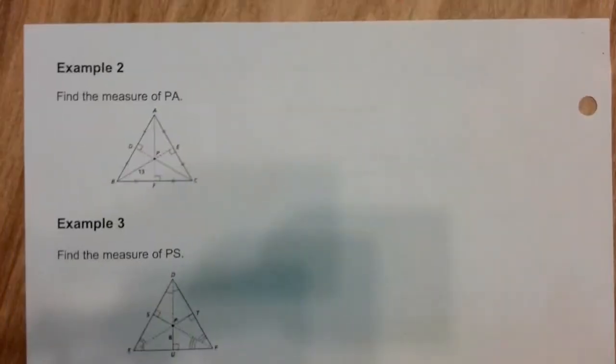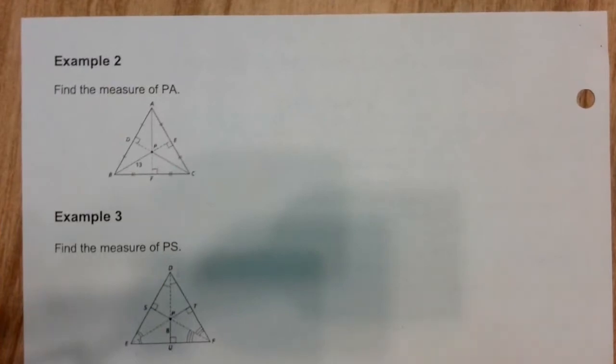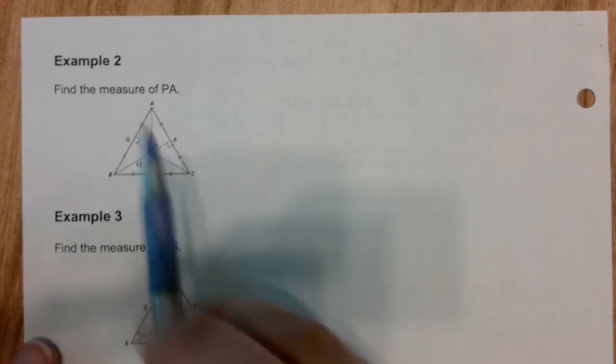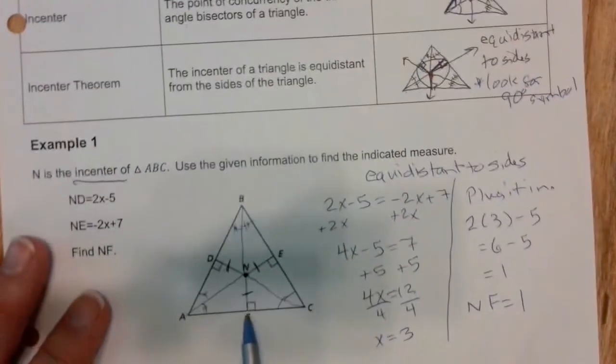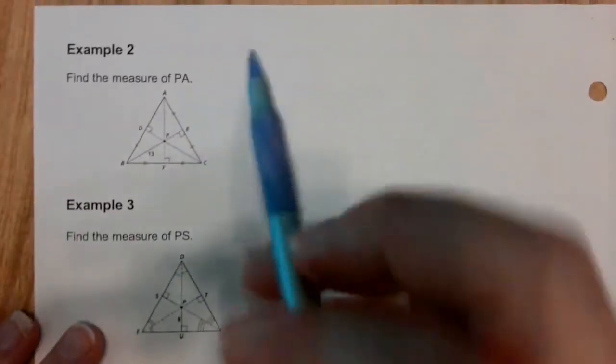Example 2, find the measure of PA. The tricky part with these is keeping the vocab straight and knowing what the picture is. The actual math of it tends to go fairly quick usually. So let's see, what is this? We have 90-degree marks. Look, we have 90-degree marks over here also. So what else do we have?